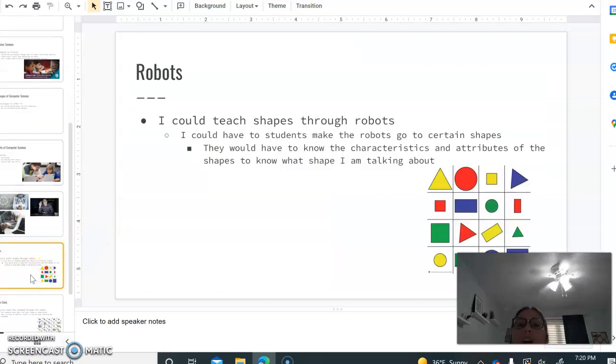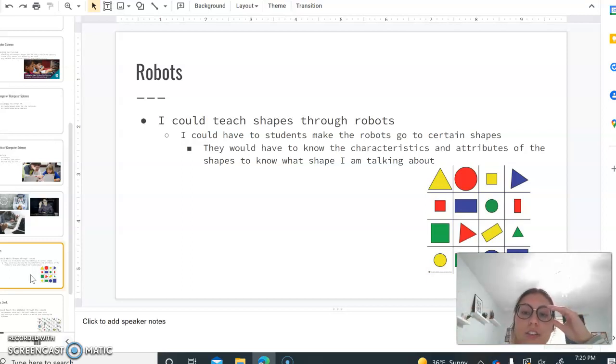The robots. So something I could teach through the robots that we looked at in class, I could teach them shapes through the robots. So for example, the Bee-Bots that we did, we had little cards that said, have the robot go to a square, to a circle, and in order for them to do that, they have to know what a square and a circle looks like. So it helps them with their shape learning, but it also helps them code, as they're going backwards and forwards and left and right. So I think that's a very good idea that we could do.